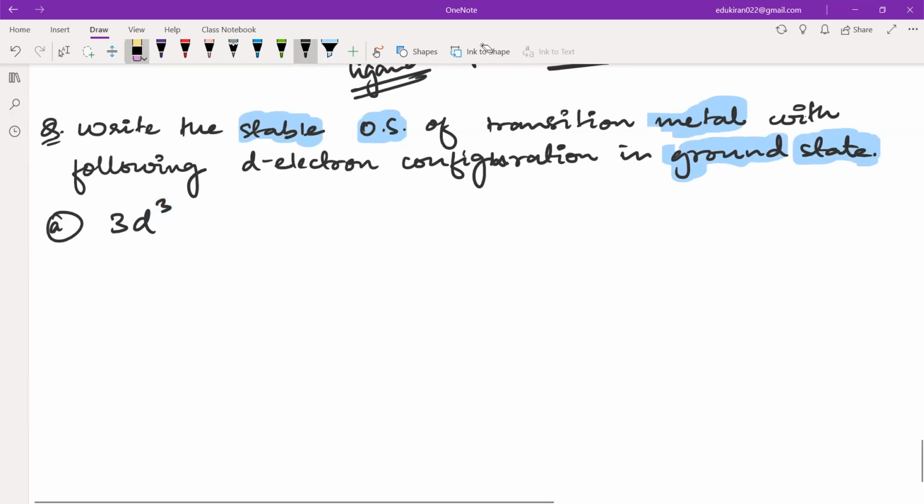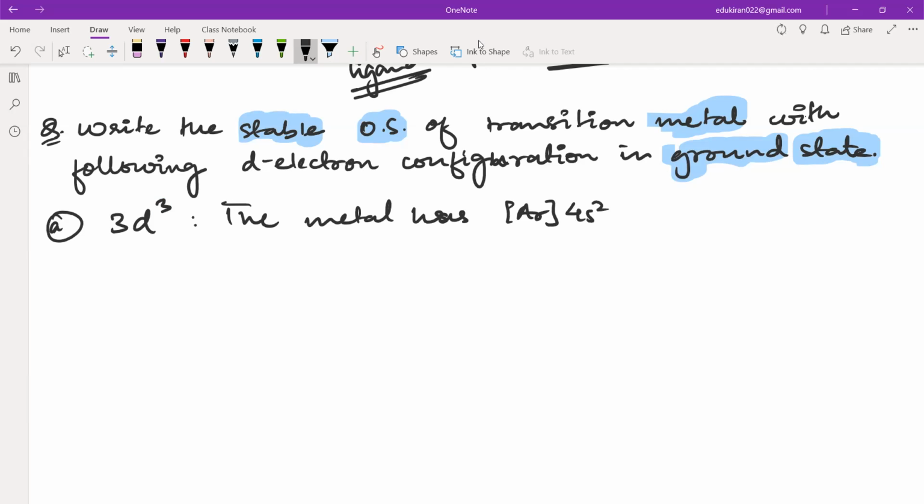Now you tell me, if there is 3d3, then obviously the metal will have argon 4s2 3d3, right? Because if it has 3d3, it also has to have the 4s2 electrons. If it does not have 4s2 electrons, then 3d3 will not be there. Yes or no? Correct? Yes, sir.